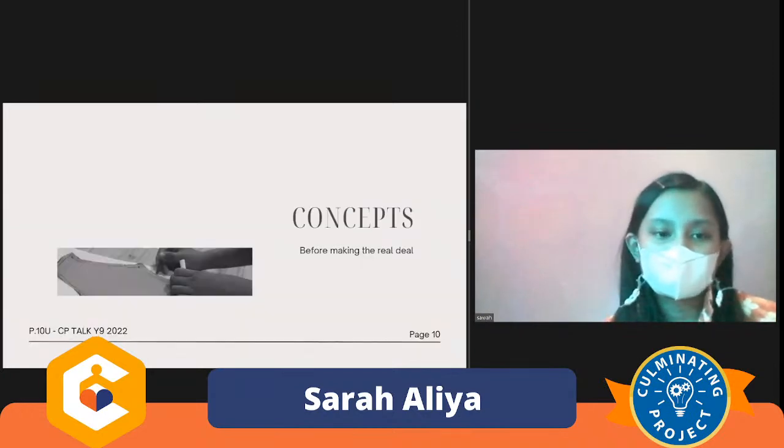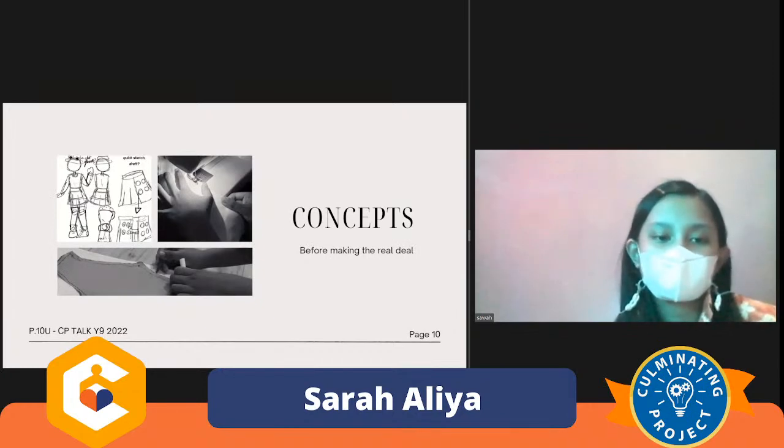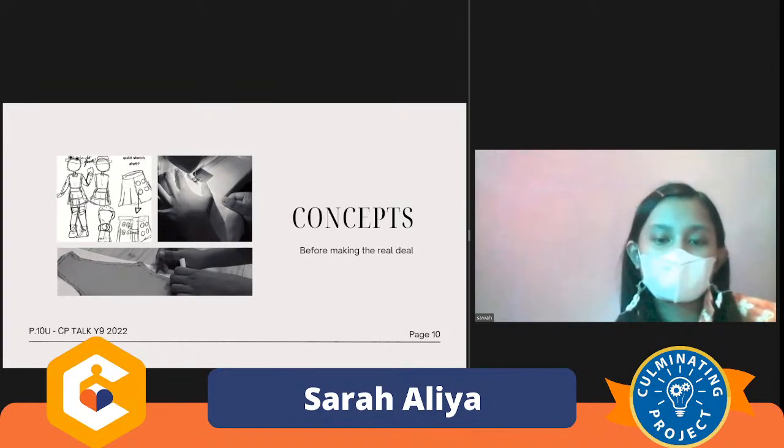These are some of my concepts before making the costume. There is a sketch draft which includes all of the things I want to add into my final design, although not all of them made it through. And I also made a prototype so that I can test whether or not the patterns were accurate.